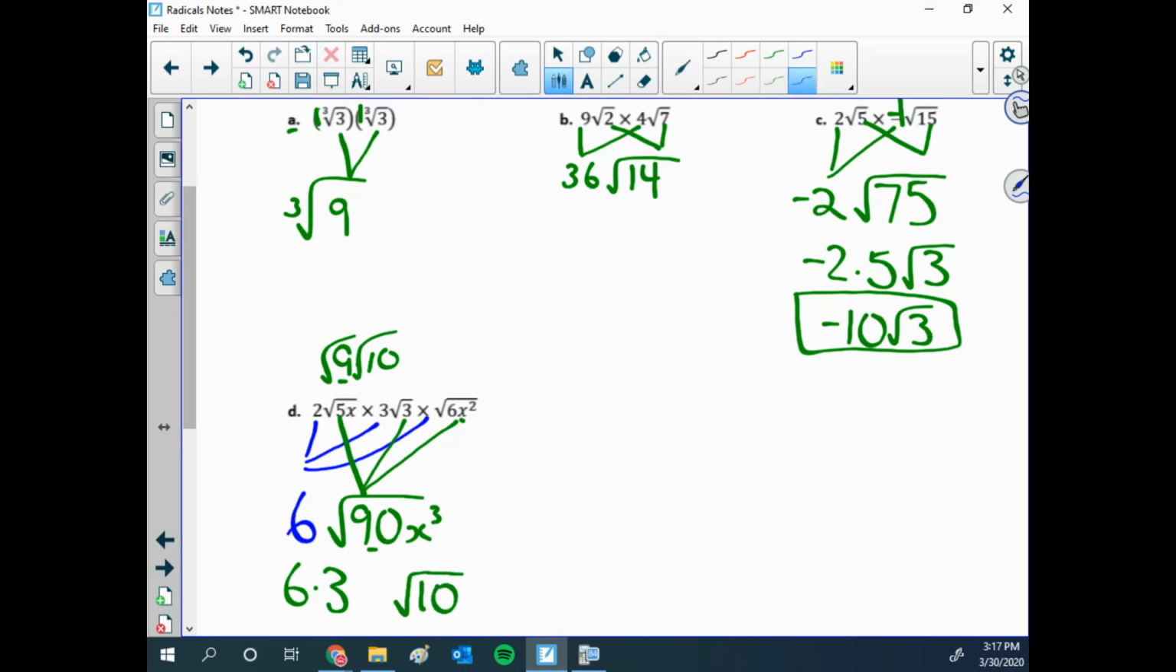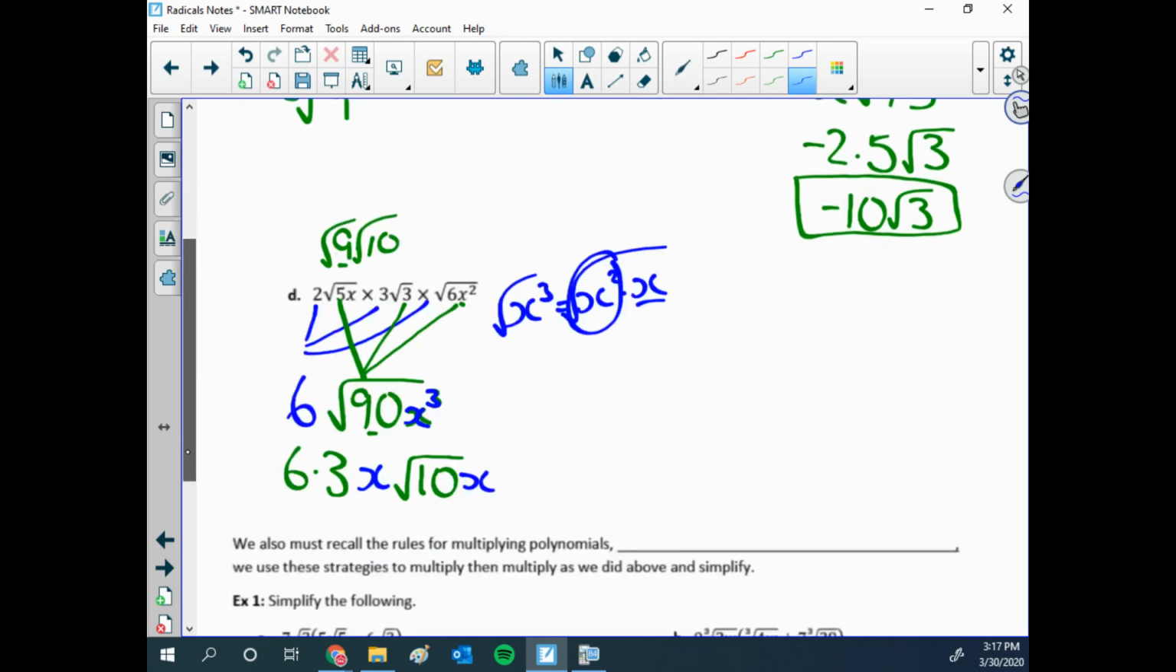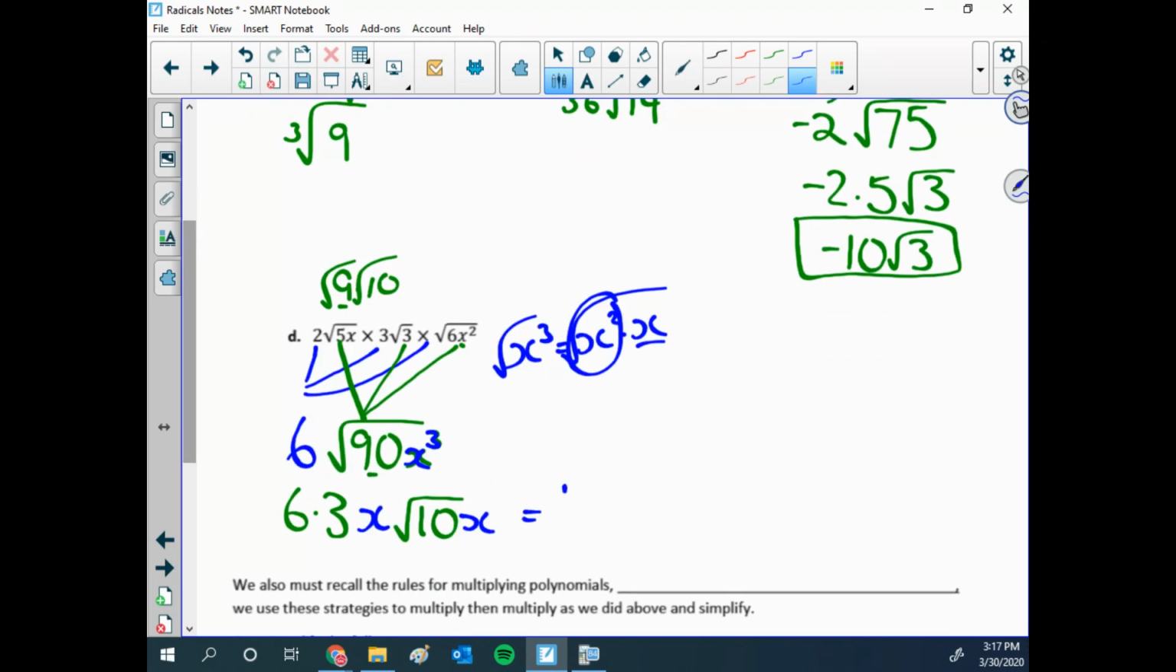The other thing that I need to do is deal with this x cubed. And I can recognize that x cubed is equal to x squared times x, right? And I'm square rooting those. And the square root of x squared is gone. Like I could take that out. So that's going to come out as an x. And I would be left with 1x underneath. So the final answer here would be 18x square root of 10x. That was a weird box.